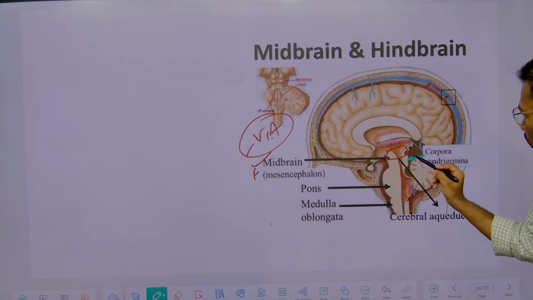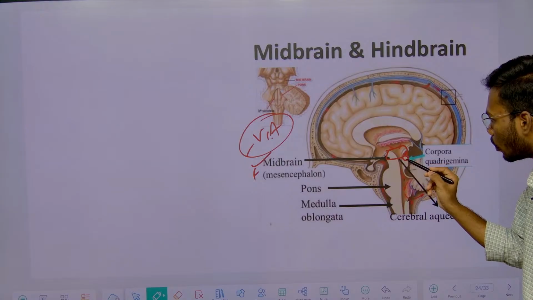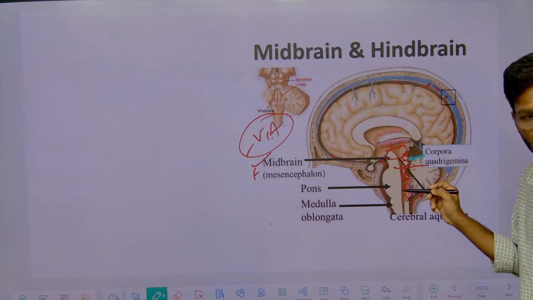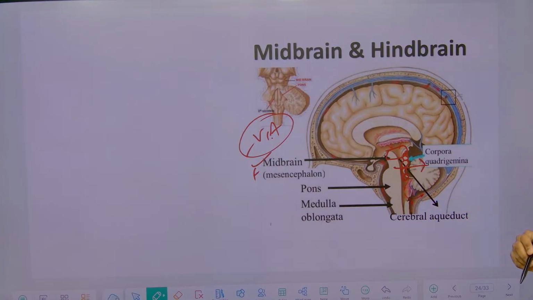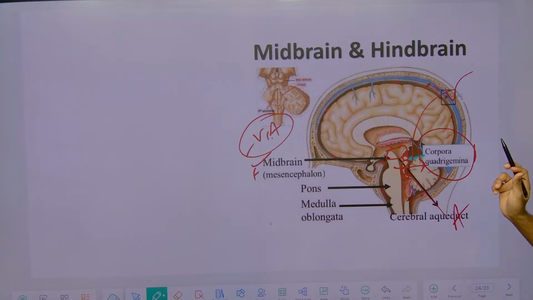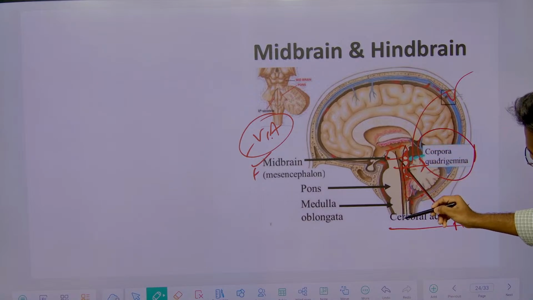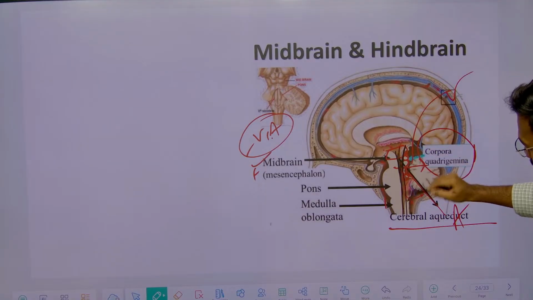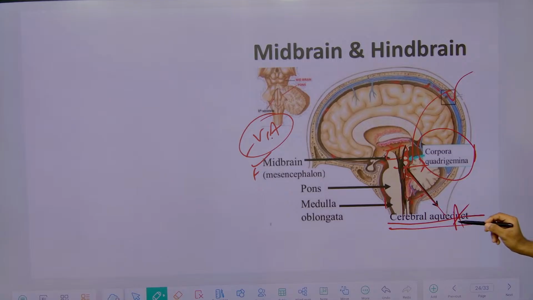If you see here, they clearly represent these lobes. There are 4 lobes, 2 pairs, anterior and posterior. These lobes are called corpora quadrigemina. The anterior is responsible for visual, the posterior for auditory, along with this pons and medulla oblongata. They also mention the cerebral aqueduct. This canal, which is dorsal to the hindbrain and elongated from the midbrain, is called the cerebral aqueduct. Duct means canal, right? So that was the thing.